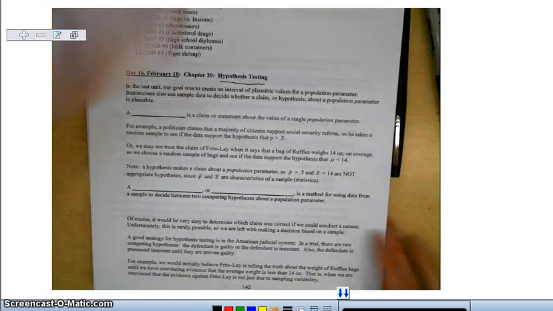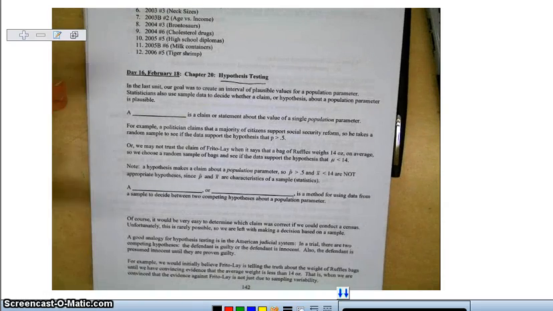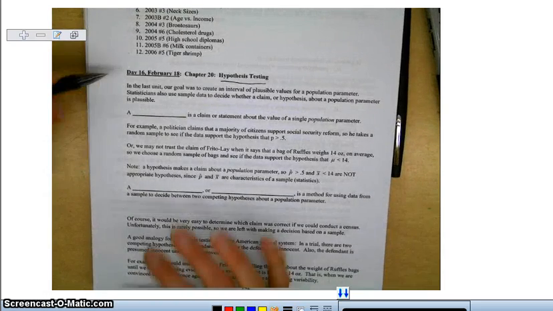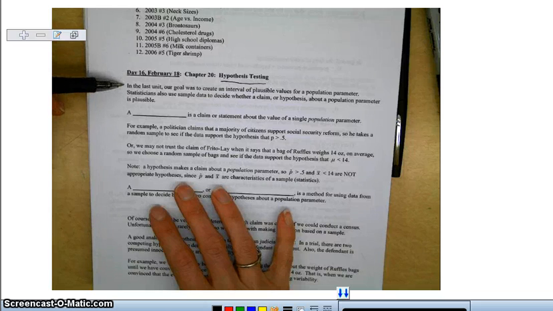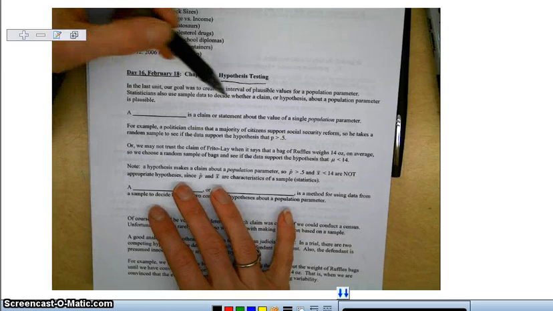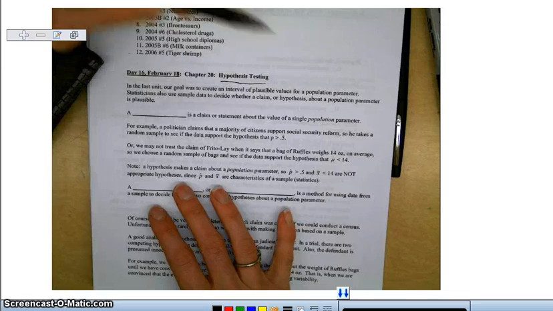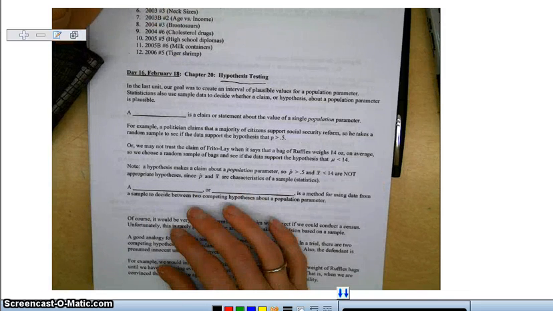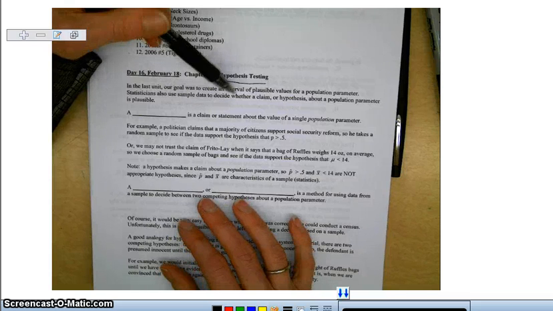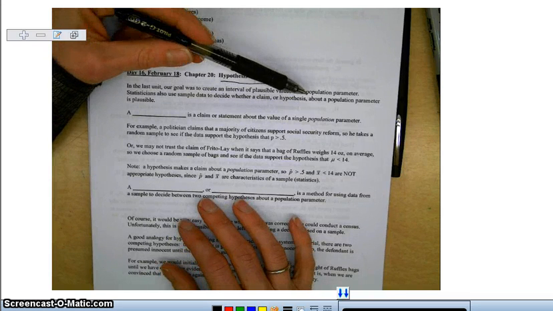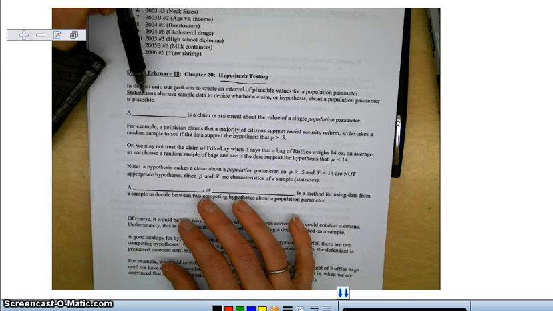All right, so let's get started with hypothesis testing. You should have your notes, and you should be taking notes as well along with me. So in the last unit, our goal was to create an interval of plausible values for a population parameter. We were doing confidence intervals. Statisticians also use sample data to decide whether a claim or a hypothesis about a population parameter is plausible.